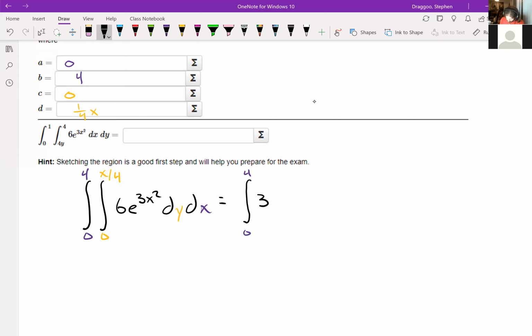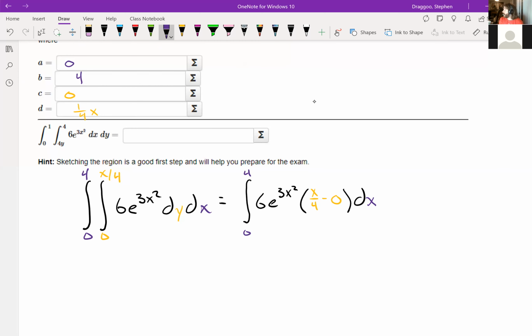We still have our 3, or let's try that one more time. 6 e to the 3x squared times x over 4 minus 0 dx. Dx, there it is.